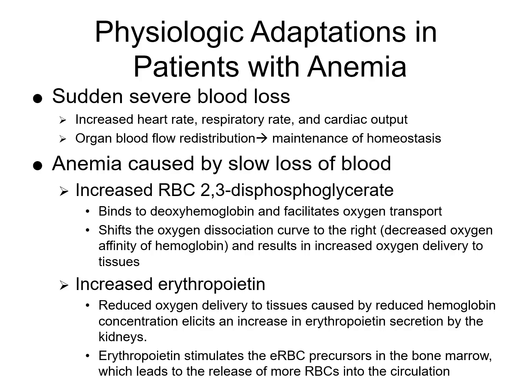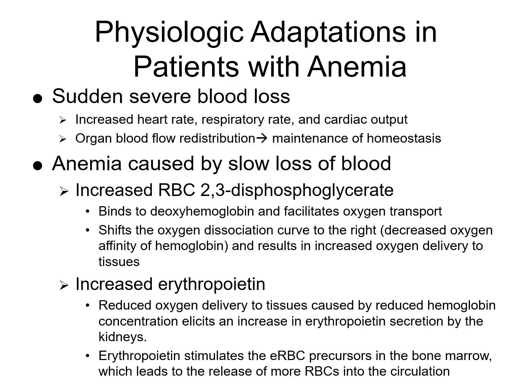So we have some physiological responses to anemia and blood loss. If we have a sudden severe blood loss, our cardiovascular system is going to respond. It's going to respond by an increased heart rate or tachycardia, an increased respiratory rate, and also an increased cardiac output.